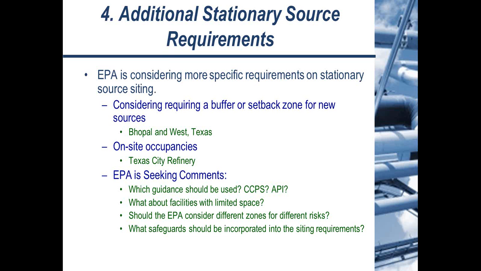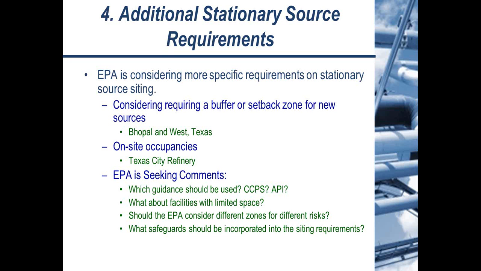API 752, which deals with the location of process plant buildings, and 753, which talks about the portable buildings, are good regulatory things to look at. CCPS also has facility siting and also looking at the explosions and toxic risk for process buildings.